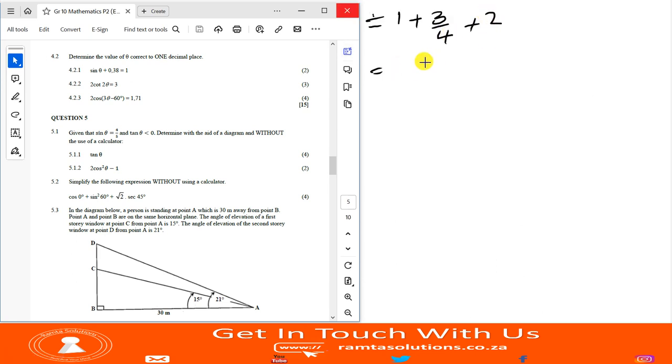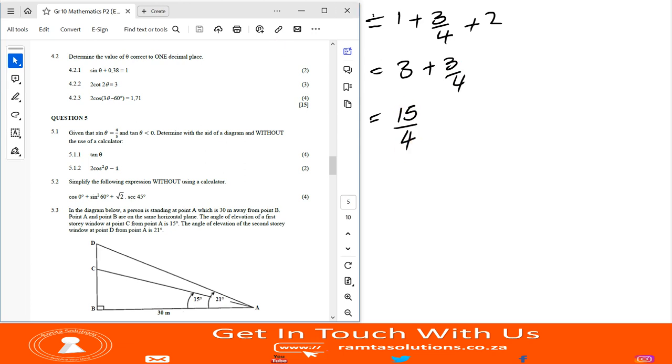Because you don't have a calculator, let me just simplify it. 3 plus 3 over 4. So this will be 12 plus 3, which is 15. So it'll be 15 over 4.